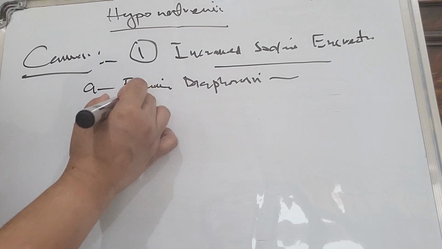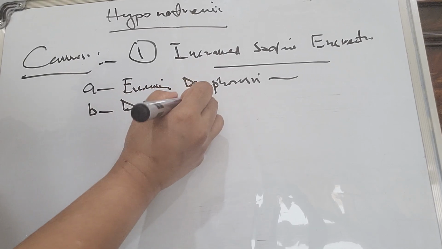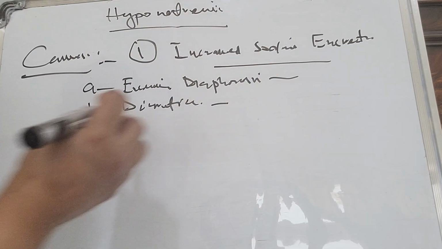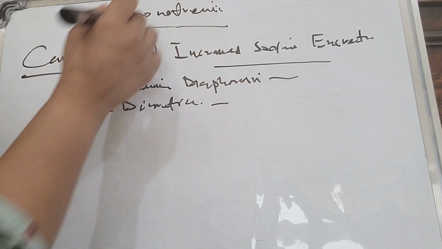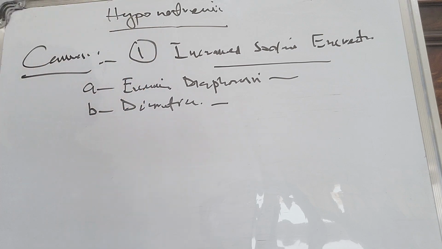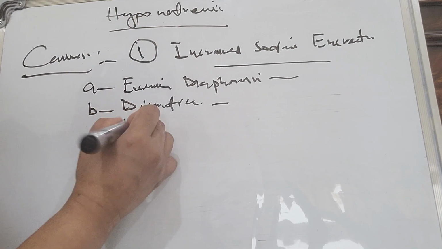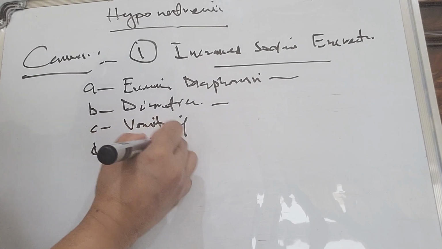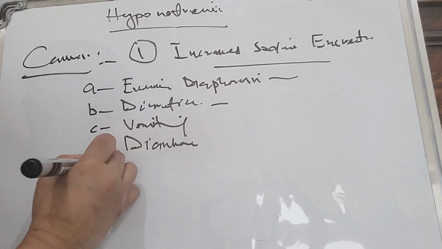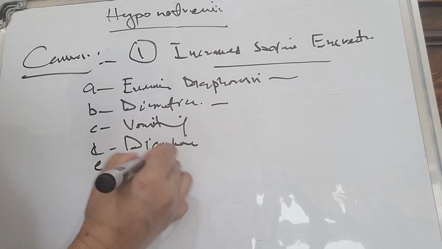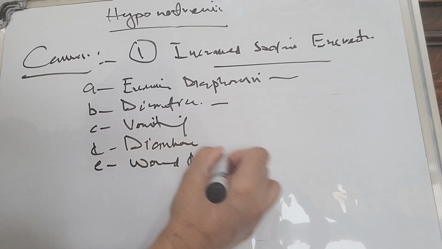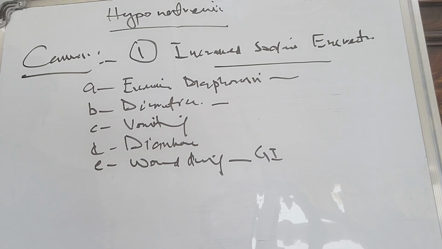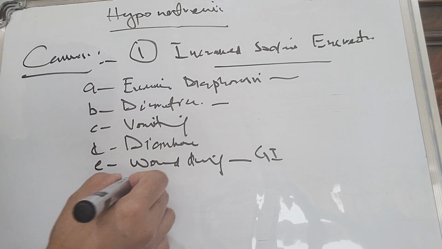Number B, diuretics. The patient is receiving diuretics. Due to this, the patient has excessive urine output, so the patient has the problem of hyponatremia. Number C, vomiting. Number D, diarrhea. Number E, wound drainage, especially GI, the gastrointestinal. Number F, kidney disease.